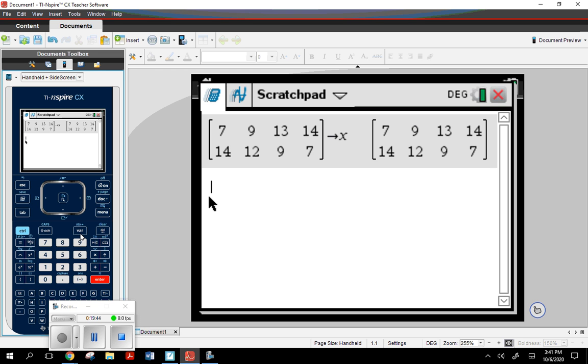So see, if I just type in X and I push enter, it's going to bring up that same matrix. Okay. Now, what we want to do, let's go down here to menu.